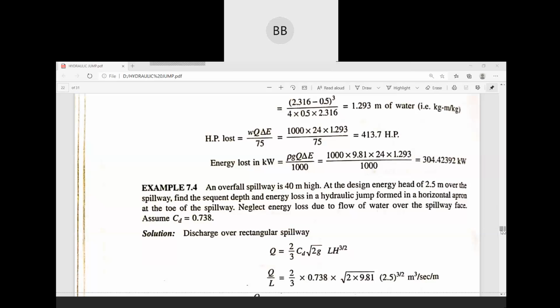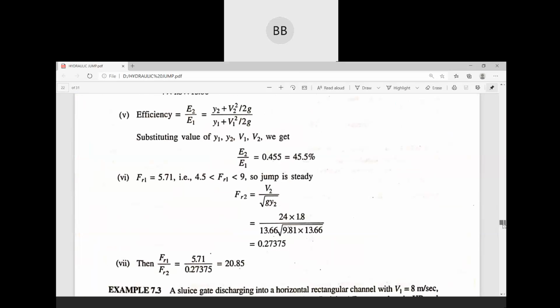Oh, it's okay. Then here we are. Take your time, no issue. This is the last thing we need to calculate, that is your ratio, Fr1 divided by Fr2.